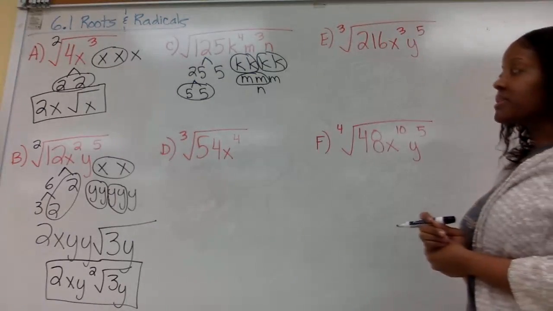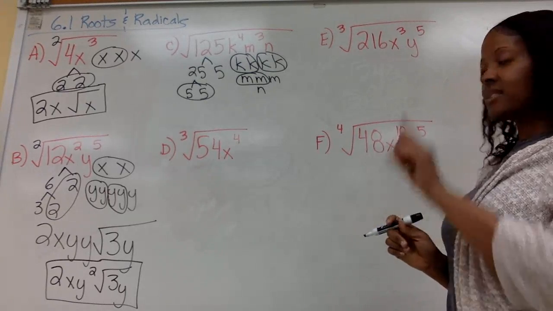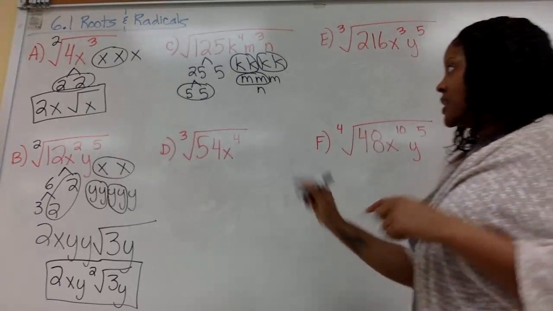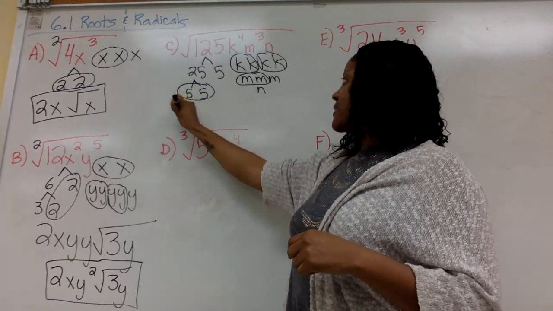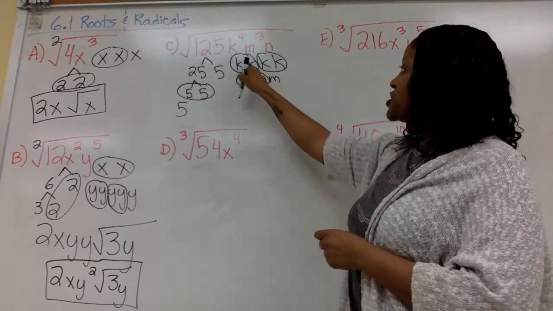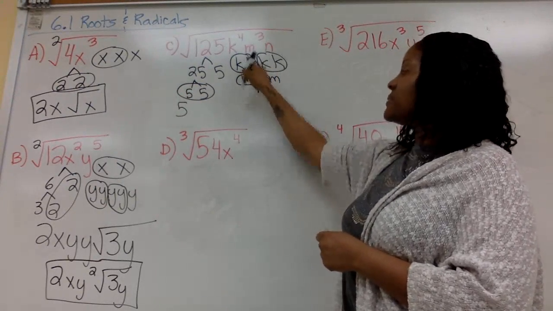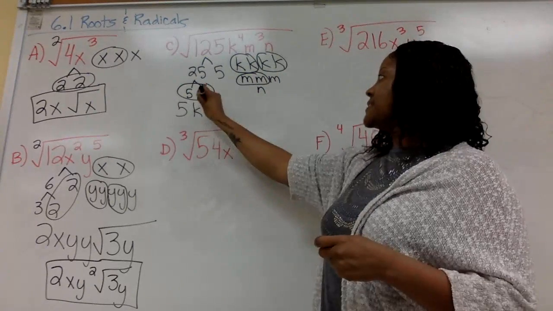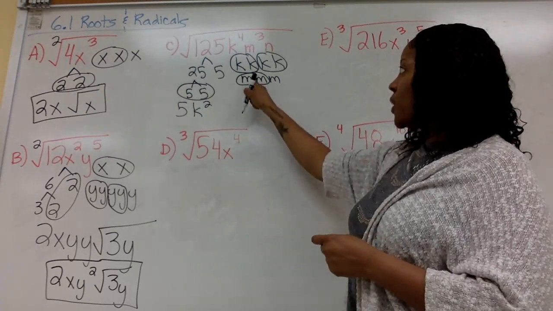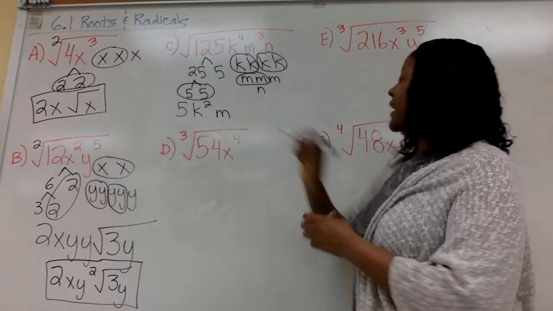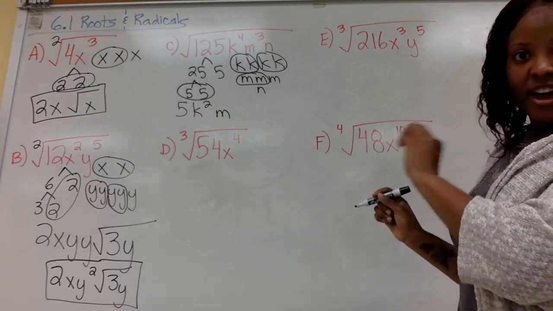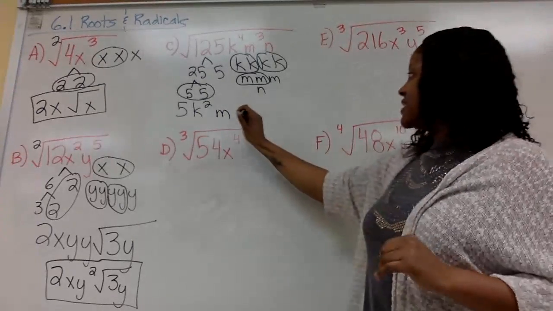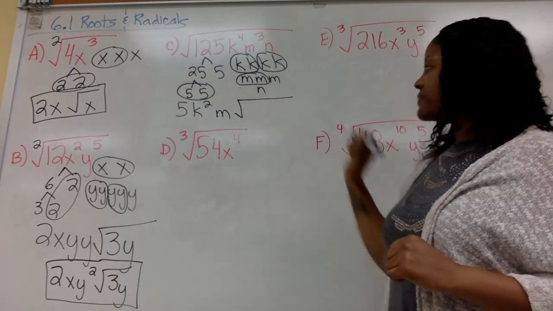So complete groups of your index go on the outside of your radical symbol. So I have a 5 that goes on the outside. I have 2 groups of K, so that's going to be K squared because I got two groups of K. I got one group of M, and those are all of my pairs that I have. So that's it. Everything else is going to go on the inside.